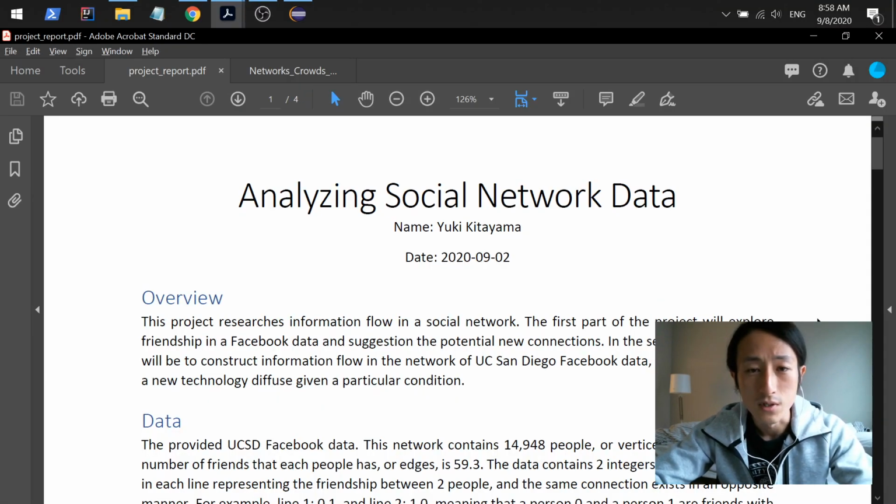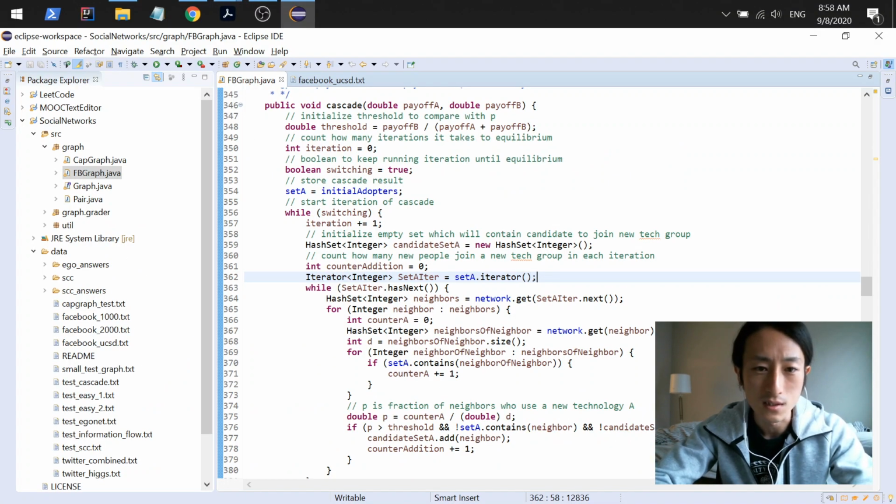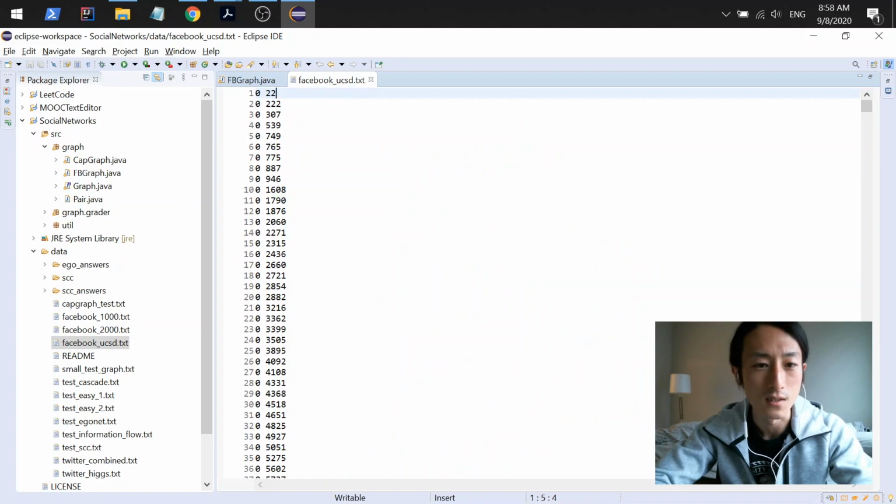This is a recording for my capstone project in the Coursera Java programming specializations. The project is about analyzing the social network data, as you can see on the screen. For this project, I use the UC San Diego Facebook data. Maybe we can quickly see how the data looks. So the Facebook data is like this.